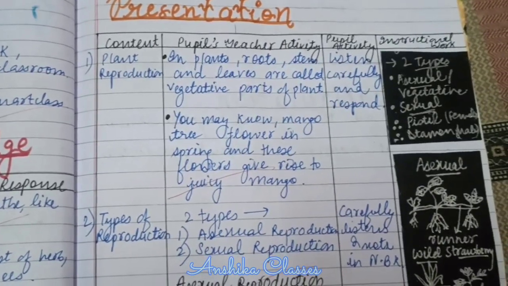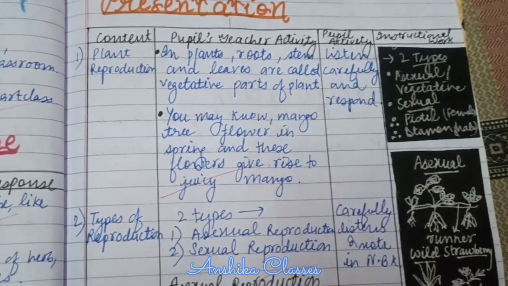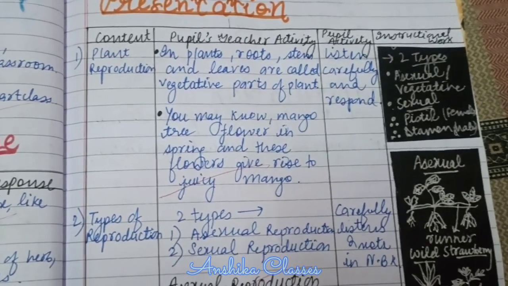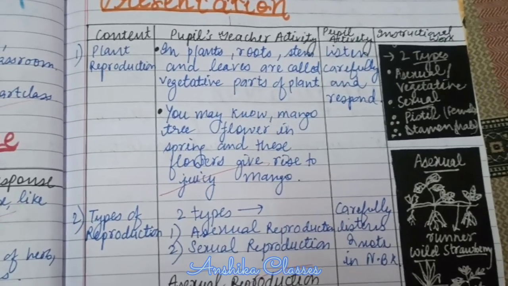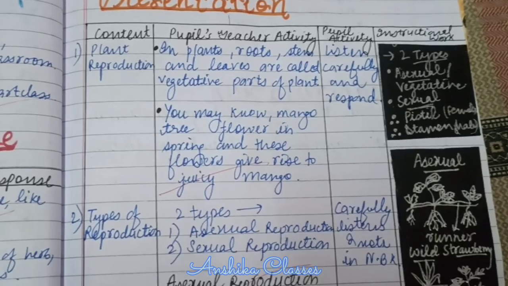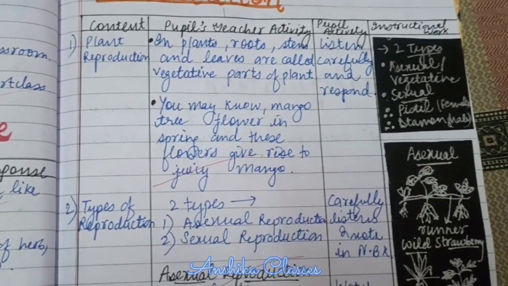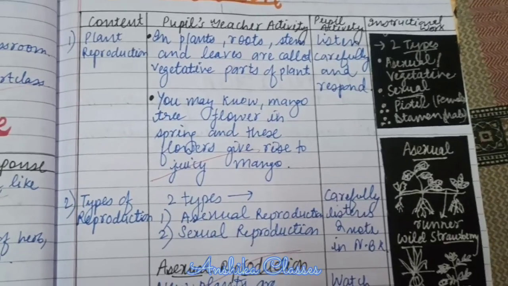Presentation: we have to write the content, pupil teacher activity, the pupil activity, and the instructional work. Plant reproduction. In plants, roots, stem, leaves are called the vegetative parts of the plant. You may know mango tree flowers in spring, and these flowers give rise to juicy mangoes. In plants, there are two modes of reproduction, that is the asexual and sexual.